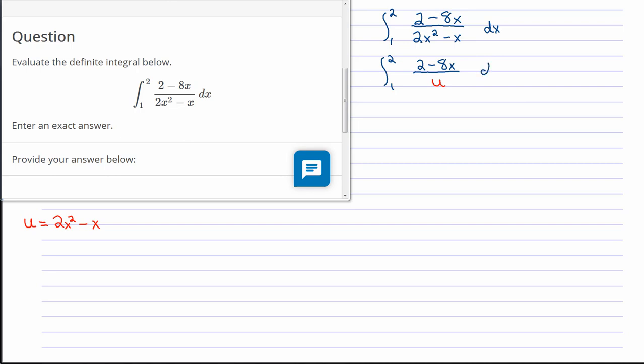Another reason I made that choice for U was the derivative of the denominator. Maybe I'll write it down over here, because we're going to need it. If I find the derivative of both sides of this with respect to x, then I get 4x minus 1.